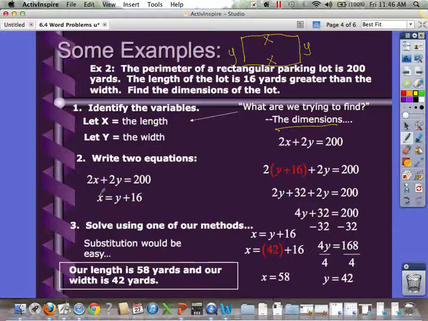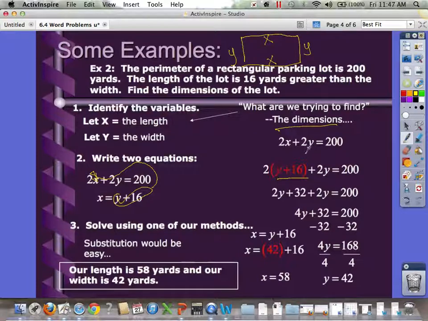Remember, substitution: we want one of the equations solved for x or y, it does not matter, and then it's easy to plug in. So I would take this entire thing right here and plug it into my top equation right here. All right, so I took the first equation and I plugged in, right here where it's in red, what my second equation said x was.